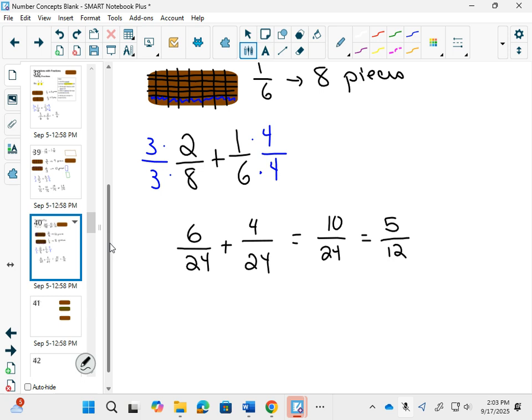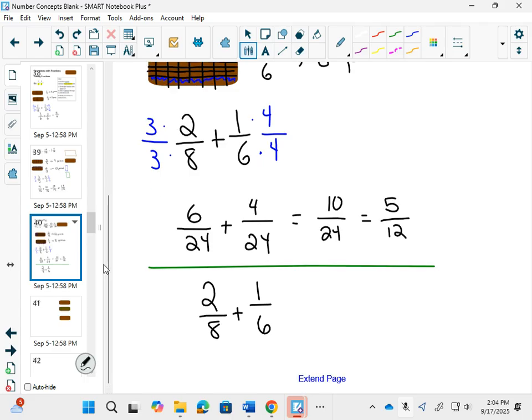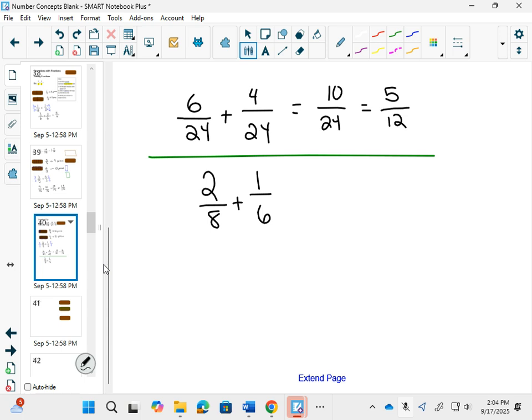I'm not done yet. I want to have fun again. Another person does this same question. Started off with 2 out of 8 plus 1 out of 6. And they said, hey, wait a minute. 2 and 8 are both even numbers. I could reduce that fraction right at the beginning. And I will tell you that if you reduce things early, I love that. It makes your math easier.